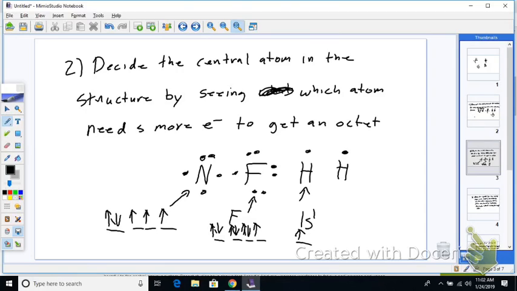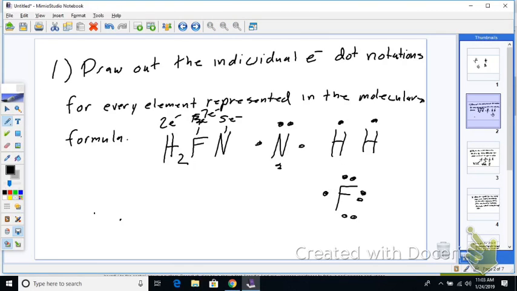So according to this statement, you have to exclude hydrogen from your choice. It has to be nitrogen. It needs 3. Fluorine needs 1. So we're going to decide the central atom, which one needs the most. And so nitrogen will go in the middle of our structure once we write it out. Okay? So I'll come back to that.